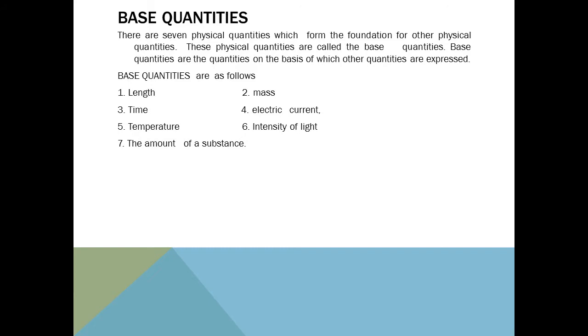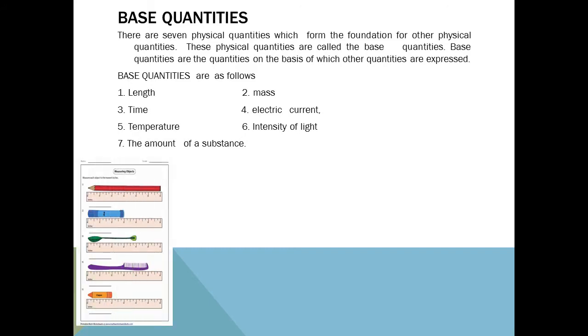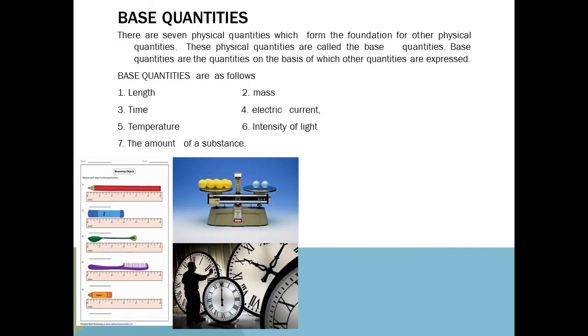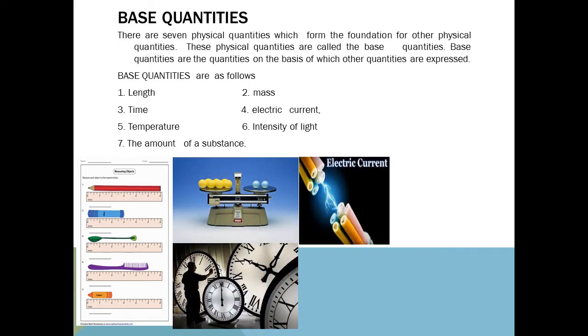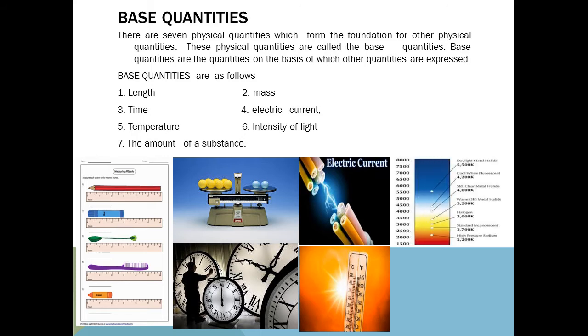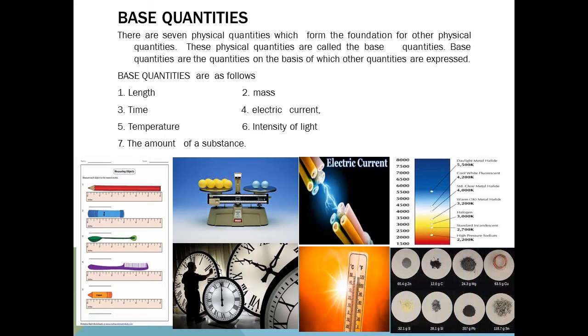There are 7. Number 1 is length, number 2 is mass, number 3 is time, number 4 is electric current, number 5 is temperature, number 6 is intensity of light, and number 7 is the amount of substance. All these are base quantities on the basis of which other quantities are expressed or derived.